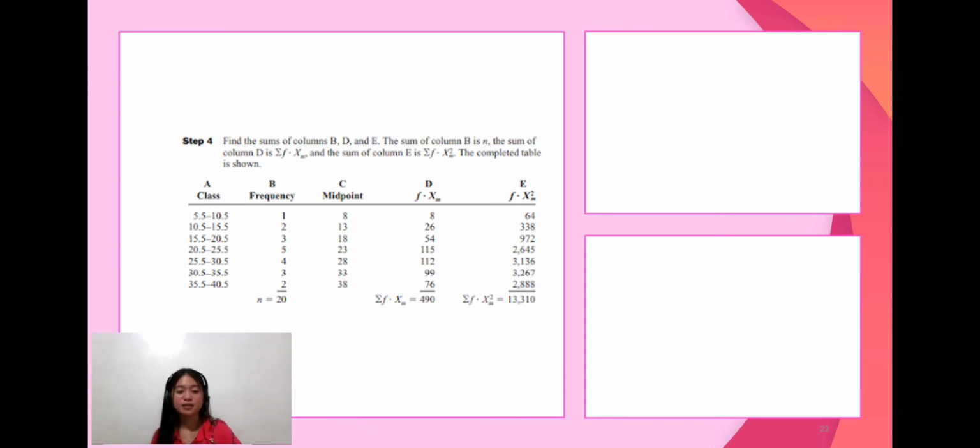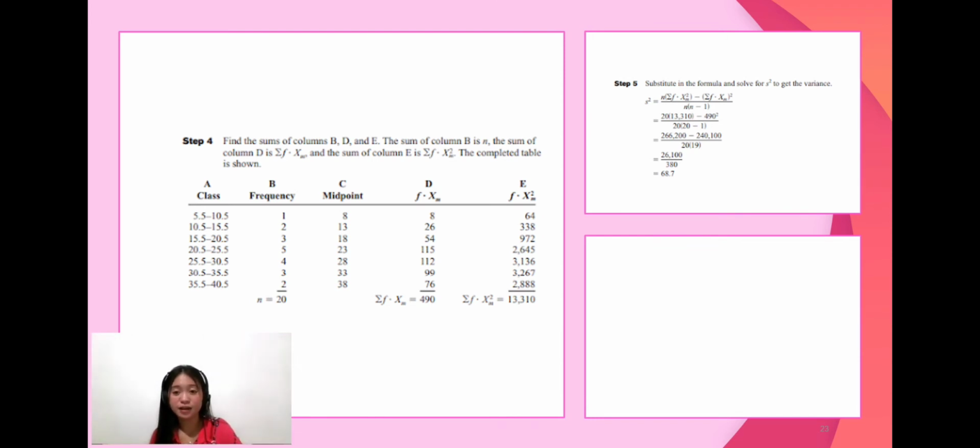Then, the next step is to substitute to get the variance. This is the formula: 20 times 13,310 minus 490 squared, over 20 times 20 minus 1. Where did we get these? This is our formula. The 20 is n, the sample size, which is the number of runners, 20 of them. This 13,310 we got from column E. Then this 490 is from column D, which we squared.